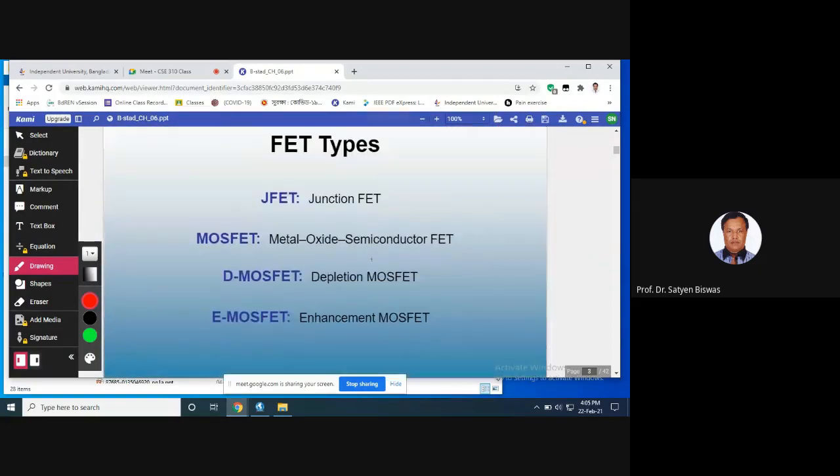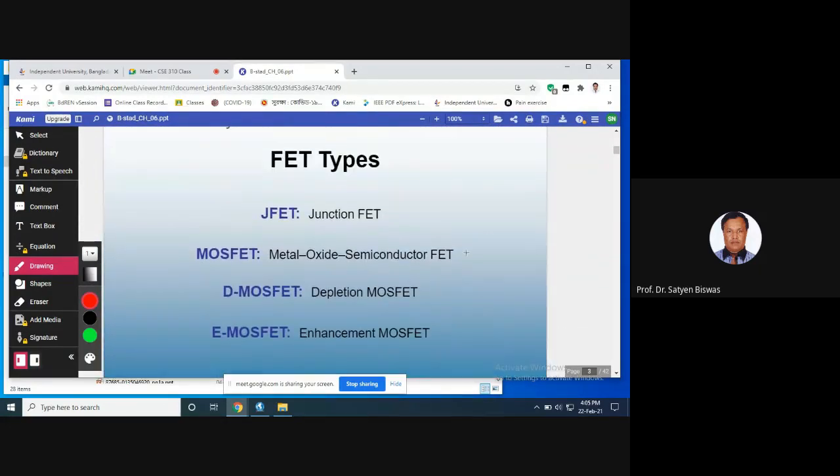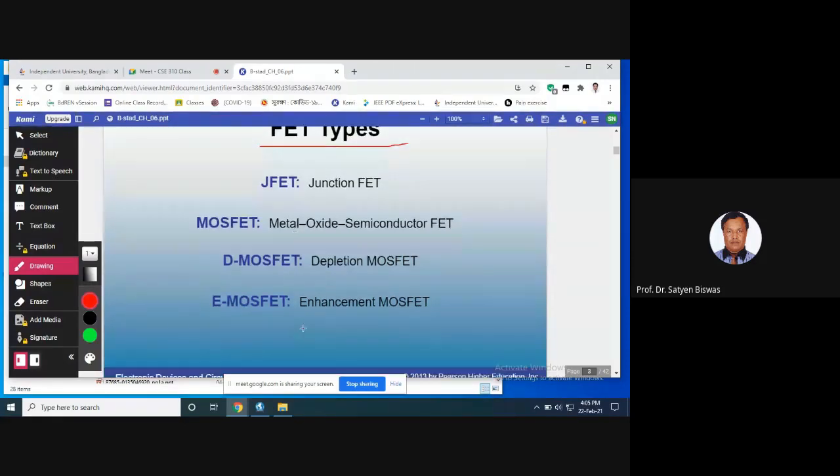Okay, then we'll go to our main topics. There are actually more FETs, but here we are showing only those we need to study in this course. The first one is the JFET, junction FET, and the next one is the MOSFET, metal oxide semiconductor. J comes from junction, and MOS comes from metal, oxide, and semiconductor.